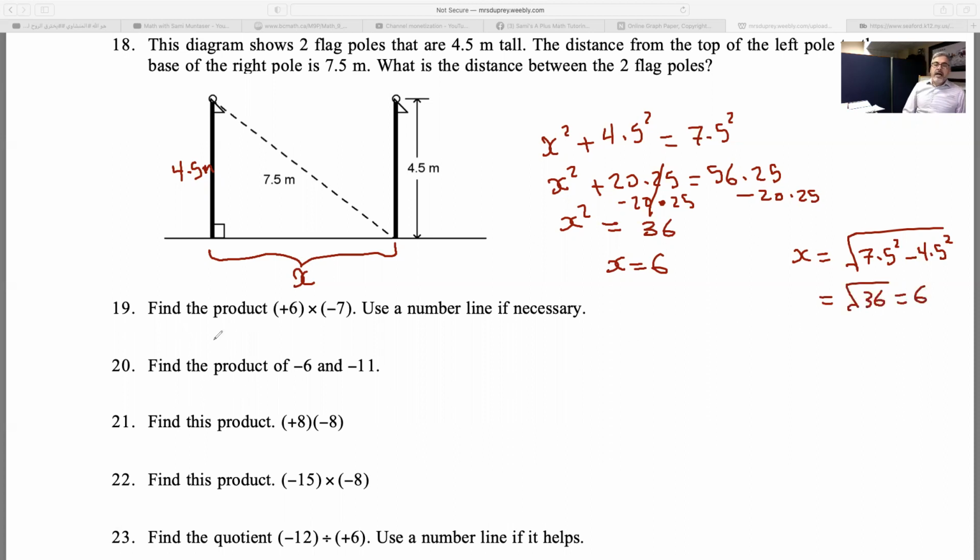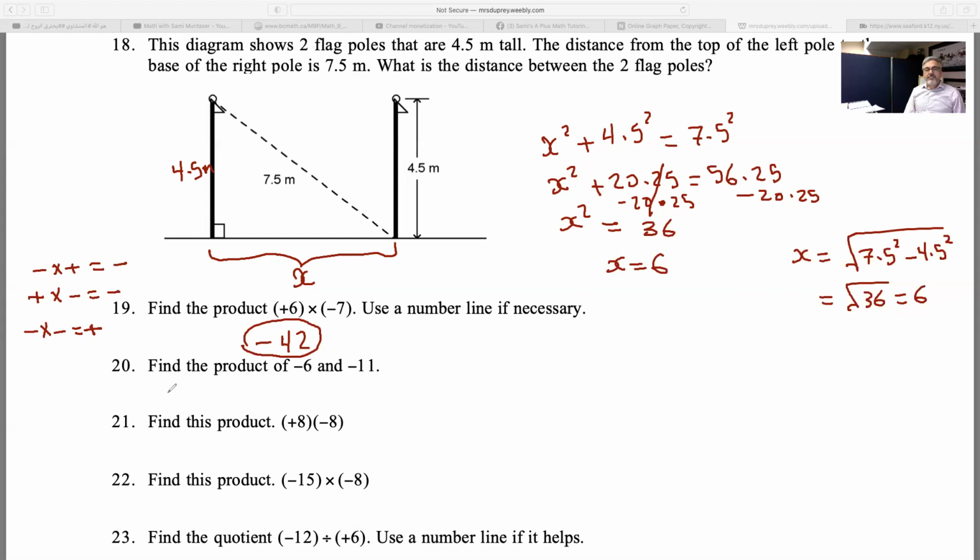Okay. Now let's move on to the next question. Find the product. Use a number line if necessary. You don't really need to use a number line. This is positive 6 times negative 7. When you multiply opposite signs, so positive times negative always gives you negative. Also the same thing if you switch it around, gives you negative. But negative times negative gives you positive. Let's remember these rules here, of course, and positive times positive gives you positive. So positive times negative gives me negative. 6 times 7 gives me 42. So my answer here is just negative 42.